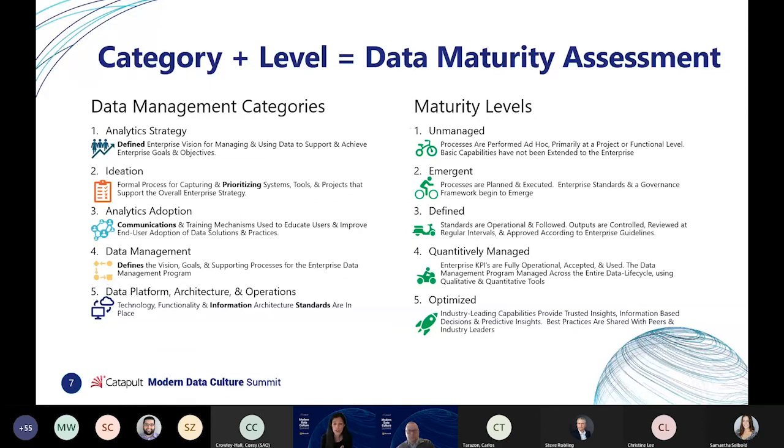Next, we'll get into a deep dive on a couple of examples for this. But next, we're going to talk about the why. Why is it important to go through the data maturity exercises? And Phil will walk through that for us.